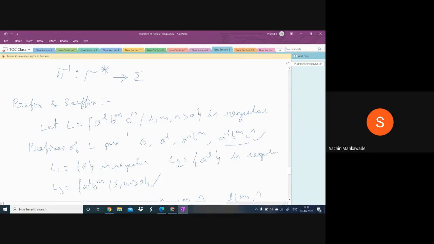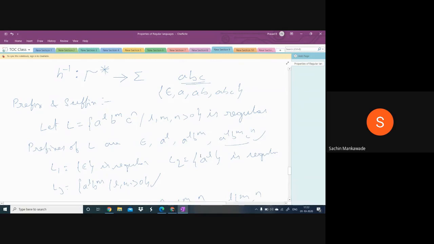I'll give you an example. Suppose a string is ABC, then prefixes will be epsilon, A, AB, and ABC. These are the prefixes of ABC. So, if this is the language, then its prefix will be epsilon, a^l, a^l b^m, then a^l b^m c^m.